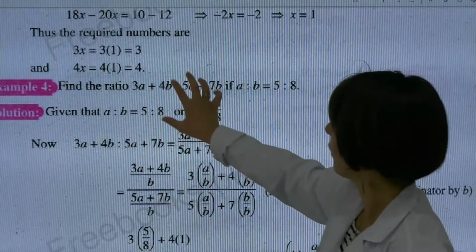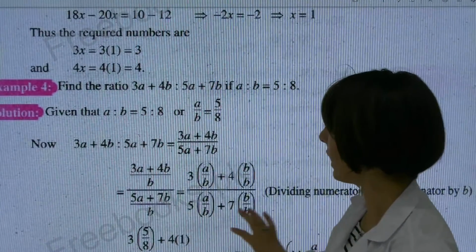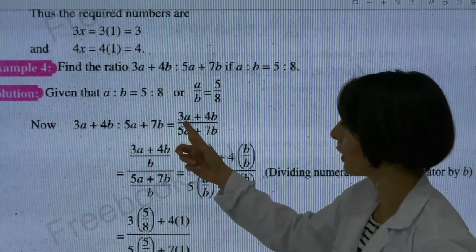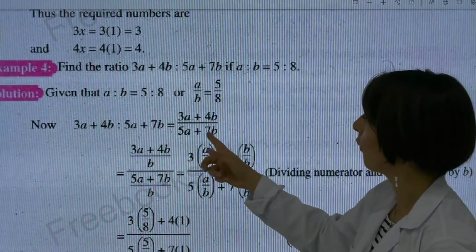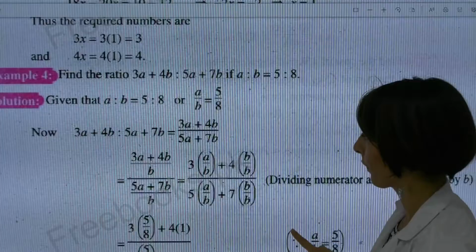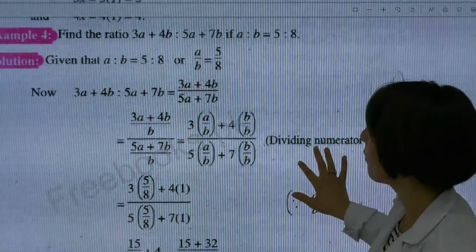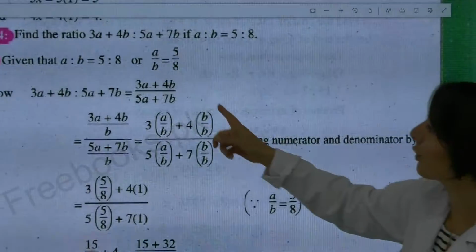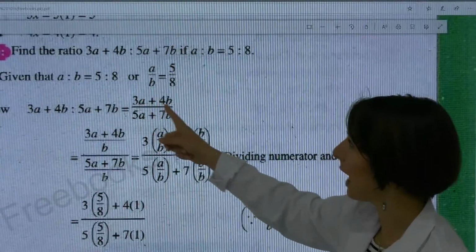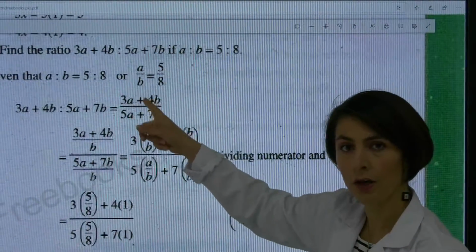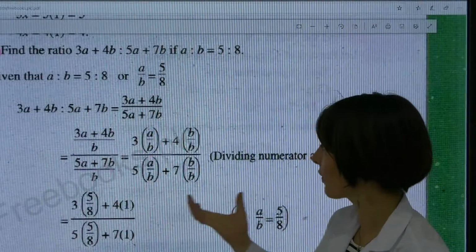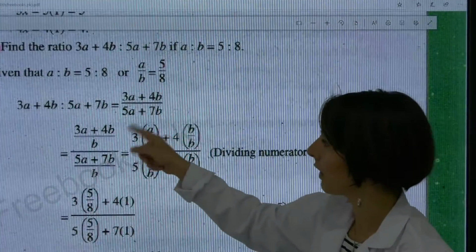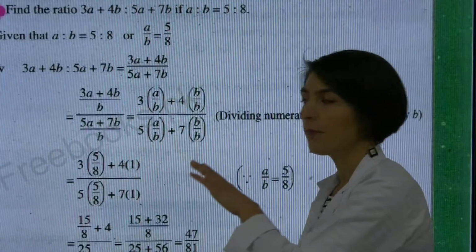And also, the first ratio, I can write it also in fraction. So it's going to be just 3a plus 4b over 5a plus 7b. Okay? And in this moment, I can divide by b, just to create the fraction a by b, because I have the value of a over b. So in this case, I have to create the fraction, and for this reason, I divide by b.